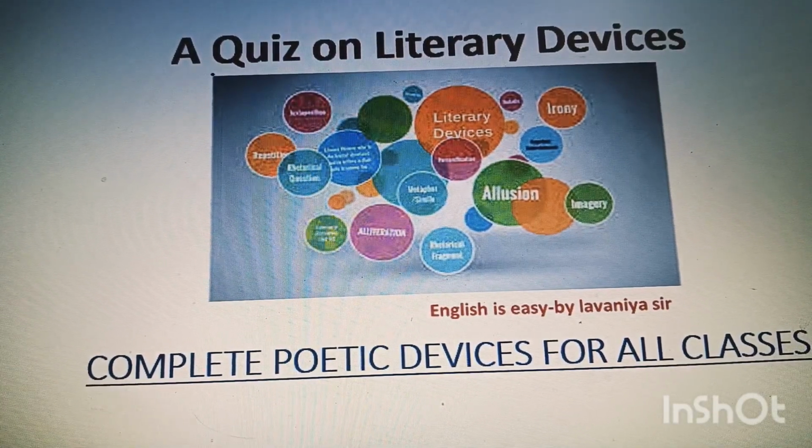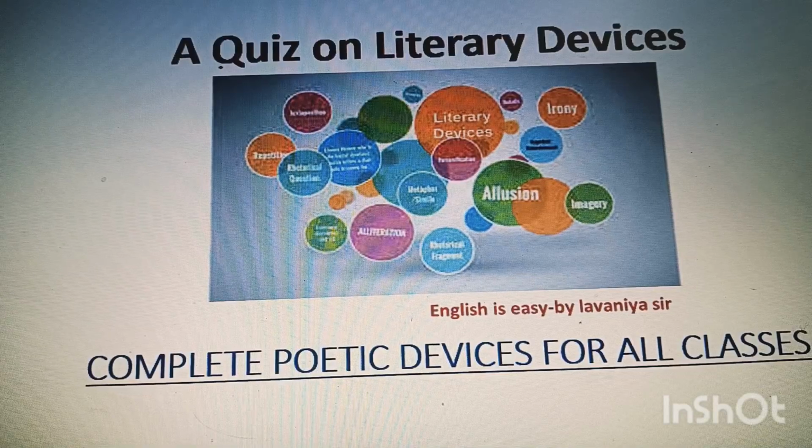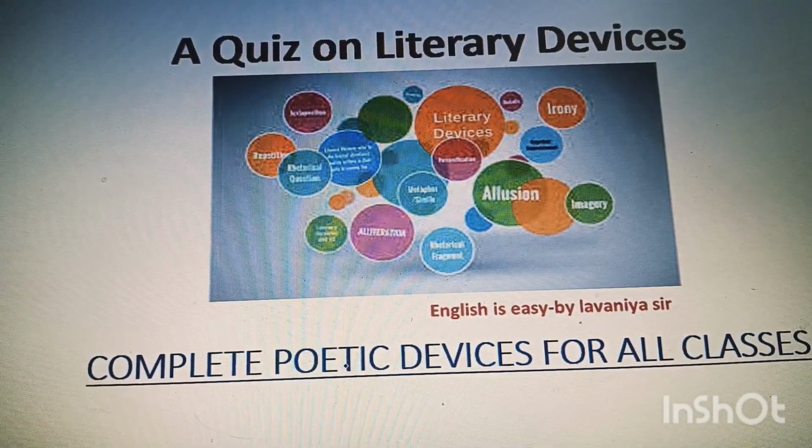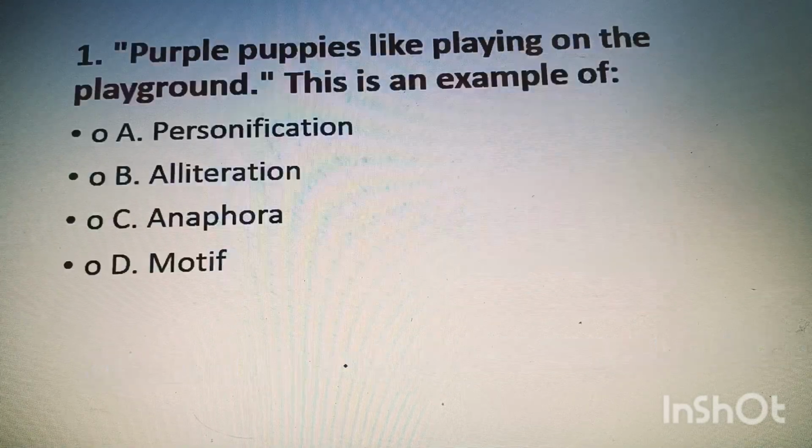Hello friends, a quiz on literary devices, complete revision on literary devices, complete poetic devices for all classes 6 to 12 and for all competitive exams.